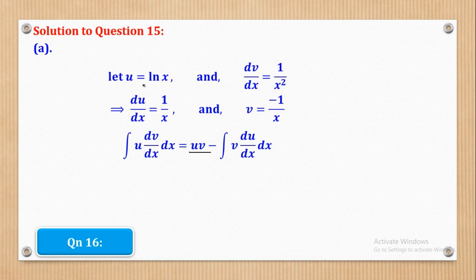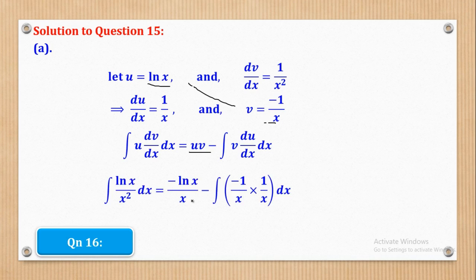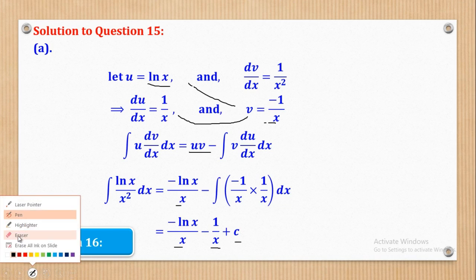Now when I substitute in this expression for integration by parts, uv means that u, which is this, multiplied by v, which is this, I'll come up with negative ln x over x. Then the integral of v du dx, this times this, is the same as the integral of negative 1 over x squared, and when I integrate negative 1 over x squared, I'll come up with positive 1 over x. Since there are no limits, you have to put the constant of integration. So basically that's what they wanted in part A, and let's see how marks can be awarded.